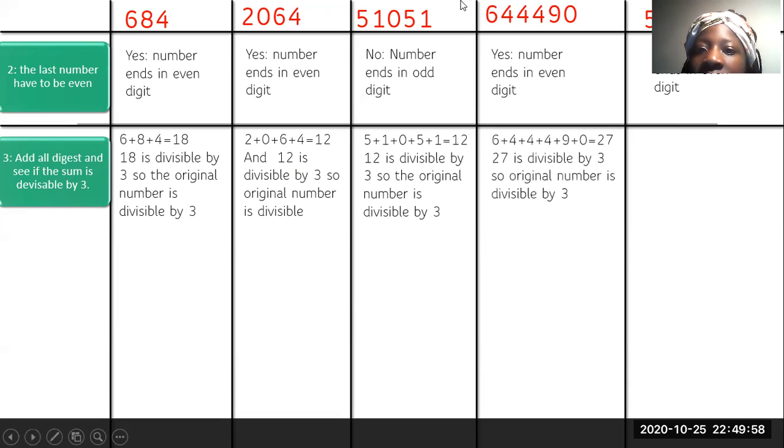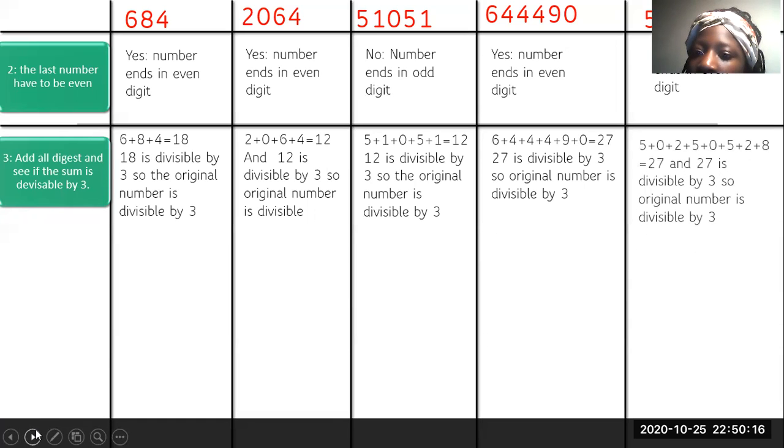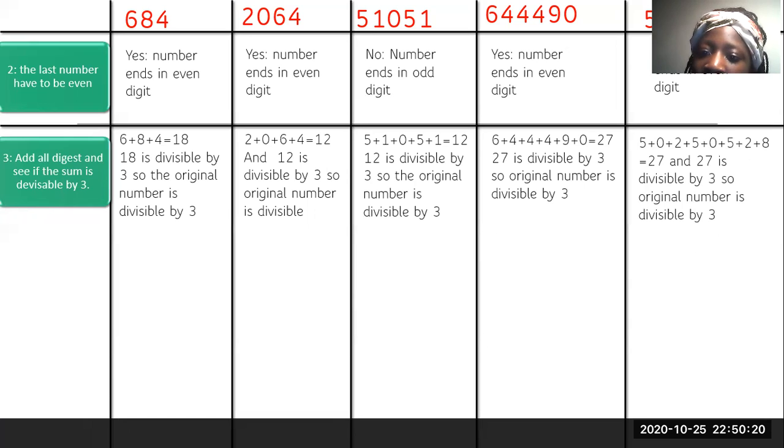Then we have 64490. That's 27. 27 is divisible by 3, so the whole number is divisible by 3. And then we have 5025058. That's a lot of numbers. Our sum is 27 as well, and it is divisible by 3. So this whole number is divisible by 3.